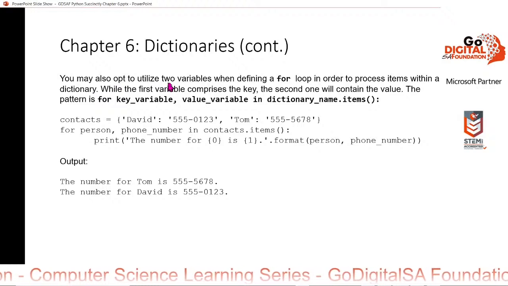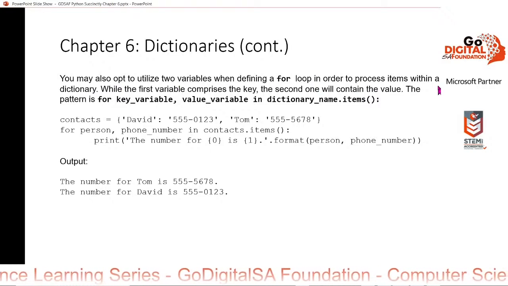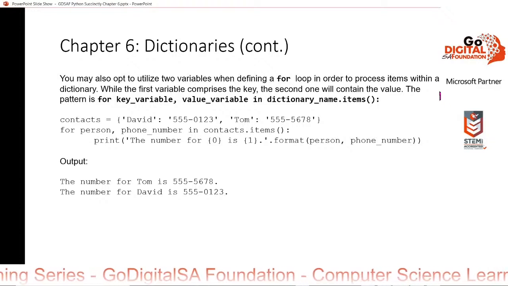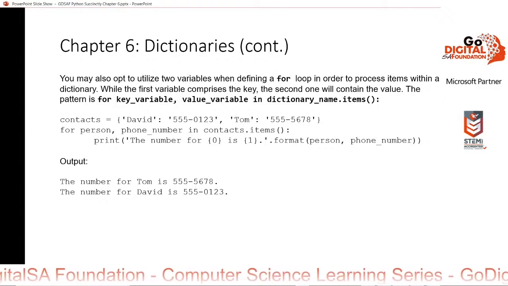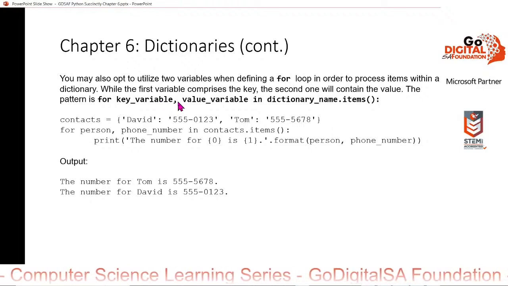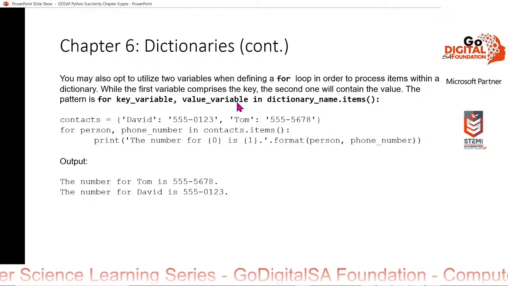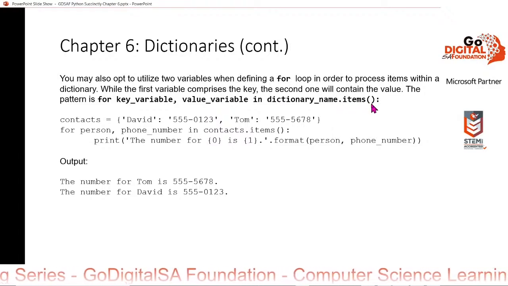You may also opt to utilize 2 variables when defining a for loop in order to process items within a dictionary. While the first variable comprises the key, the second one will contain the value. The pattern is for key variable, comma, value variable in dictionary name dot items.